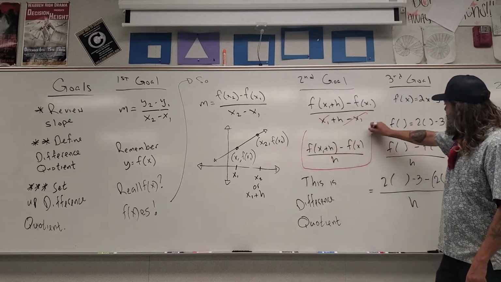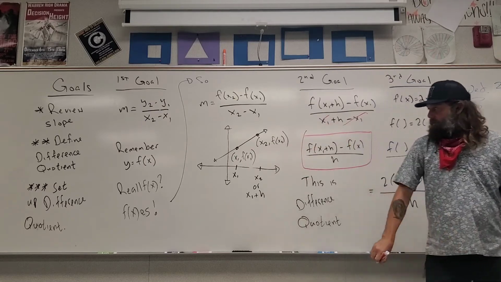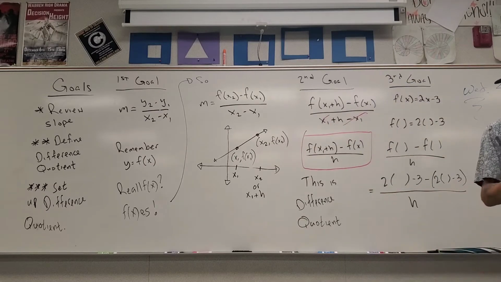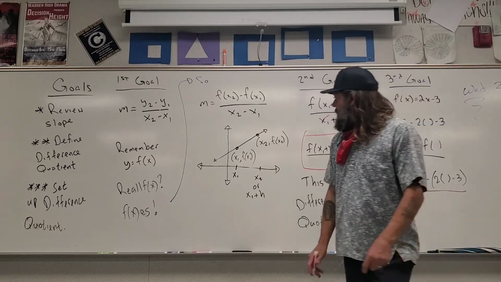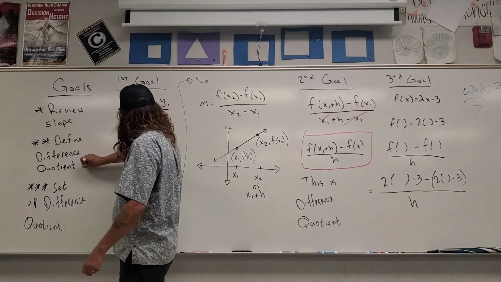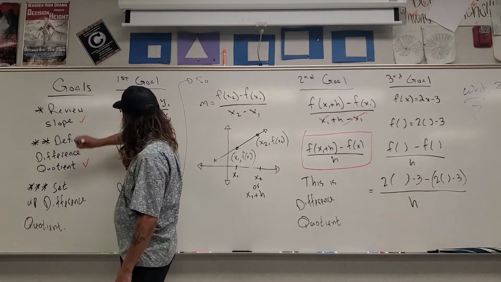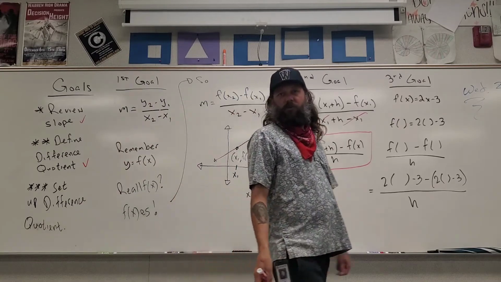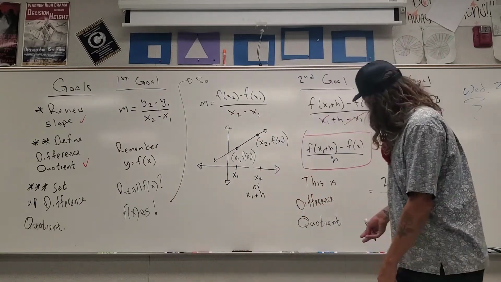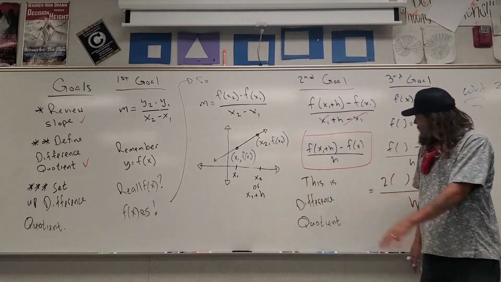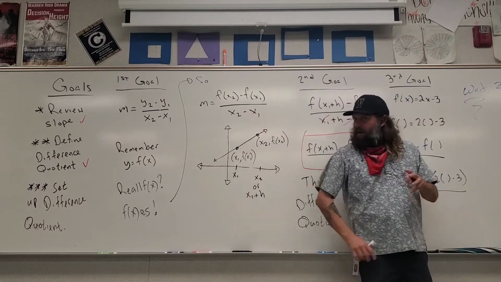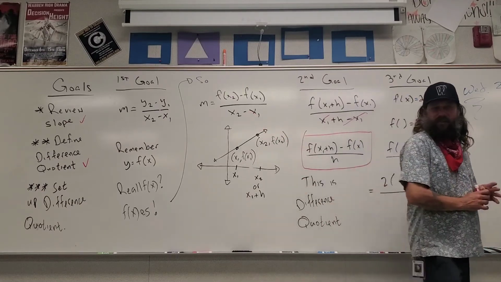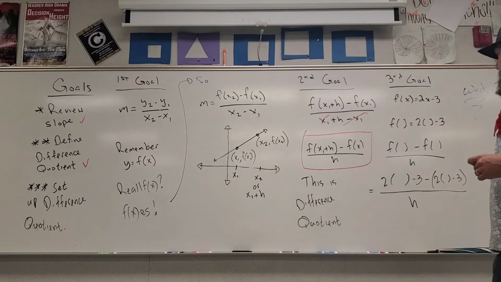This is my difference quotient. This is what I wanted to define. Okay, so difference quotient comes from rewriting slope, and I'm going to check both of those goals off because hopefully I've explained what this is and where it comes from and how we can rewrite it in slightly different ways.